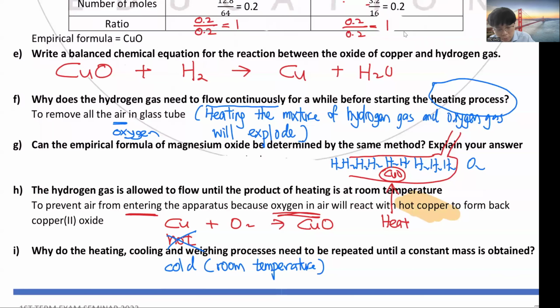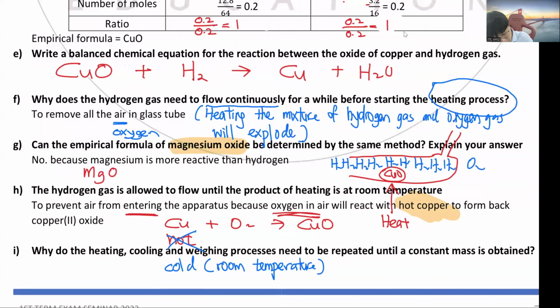This method is not suitable for magnesium oxide, because if you use magnesium oxide and burn it with hydrogen, they won't have a reaction, because magnesium is more reactive.